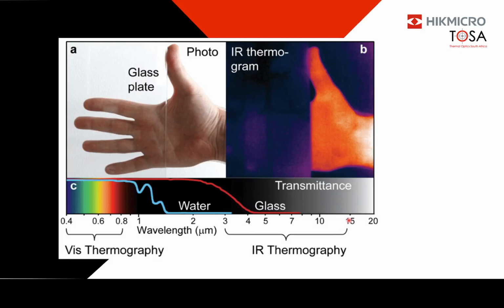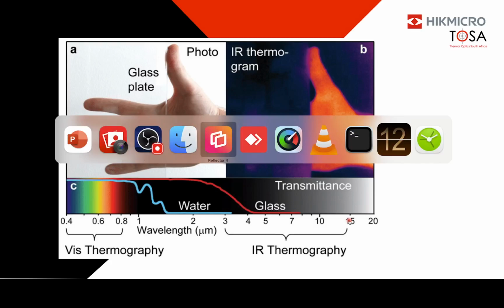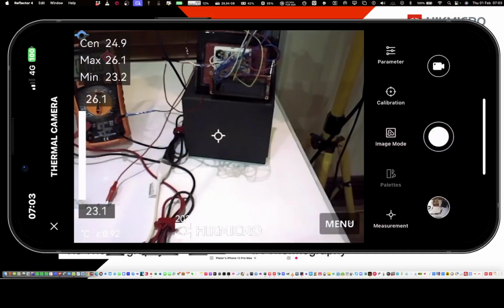Now what I'm going to do is I'm going to take you through 2 demonstrations. I'm going to switch over to one of our thermal cameras. This camera that we're going to have a look at is known as the Pocket 2. I'm going to switch over to the Pocket 2. That is an image that you see of the demonstrator behind me.